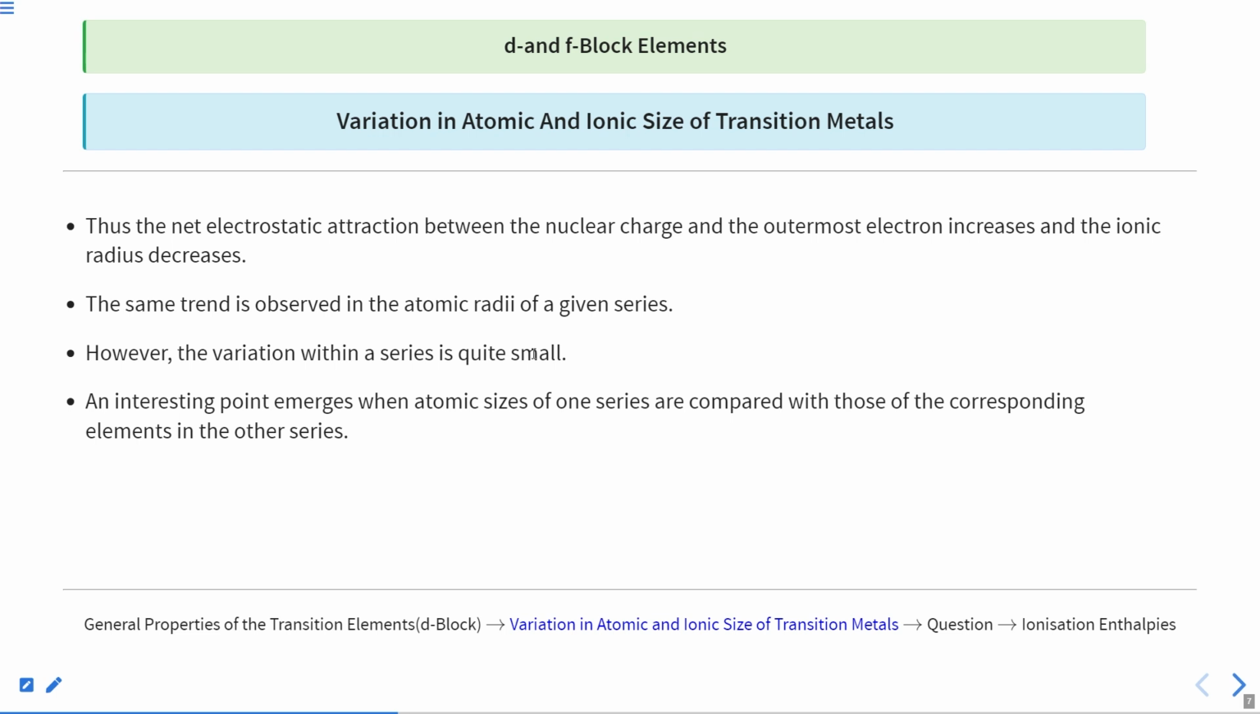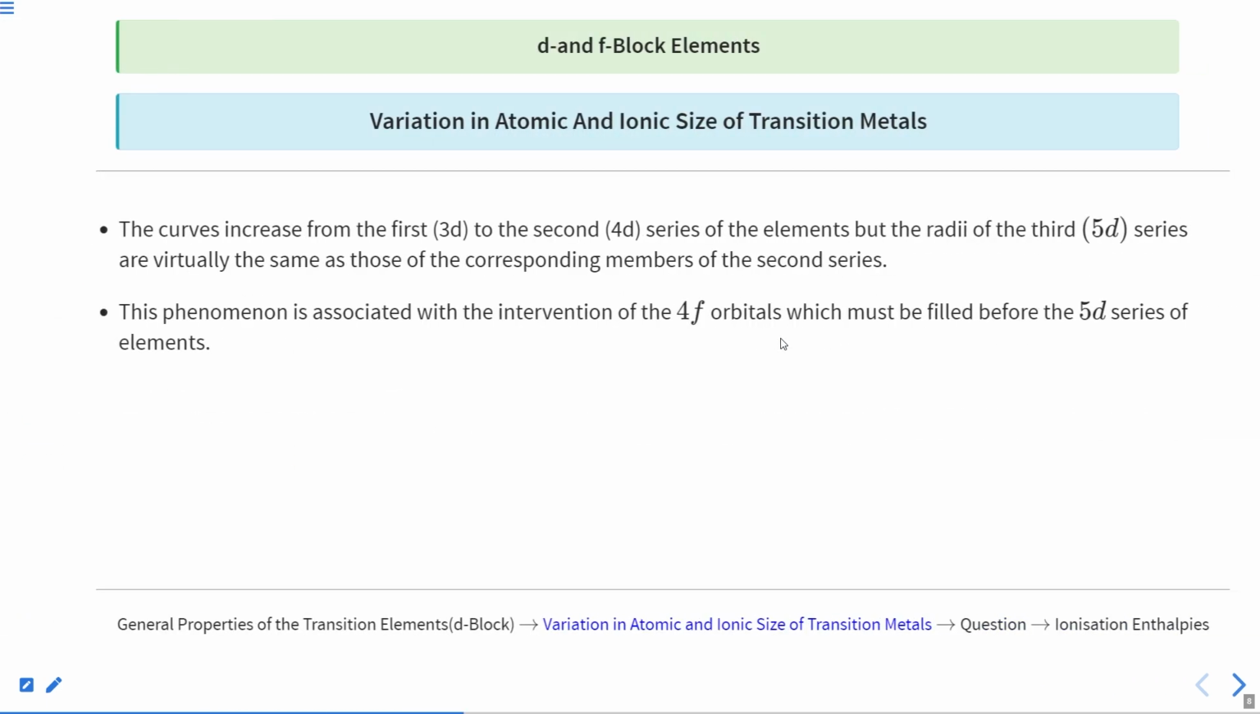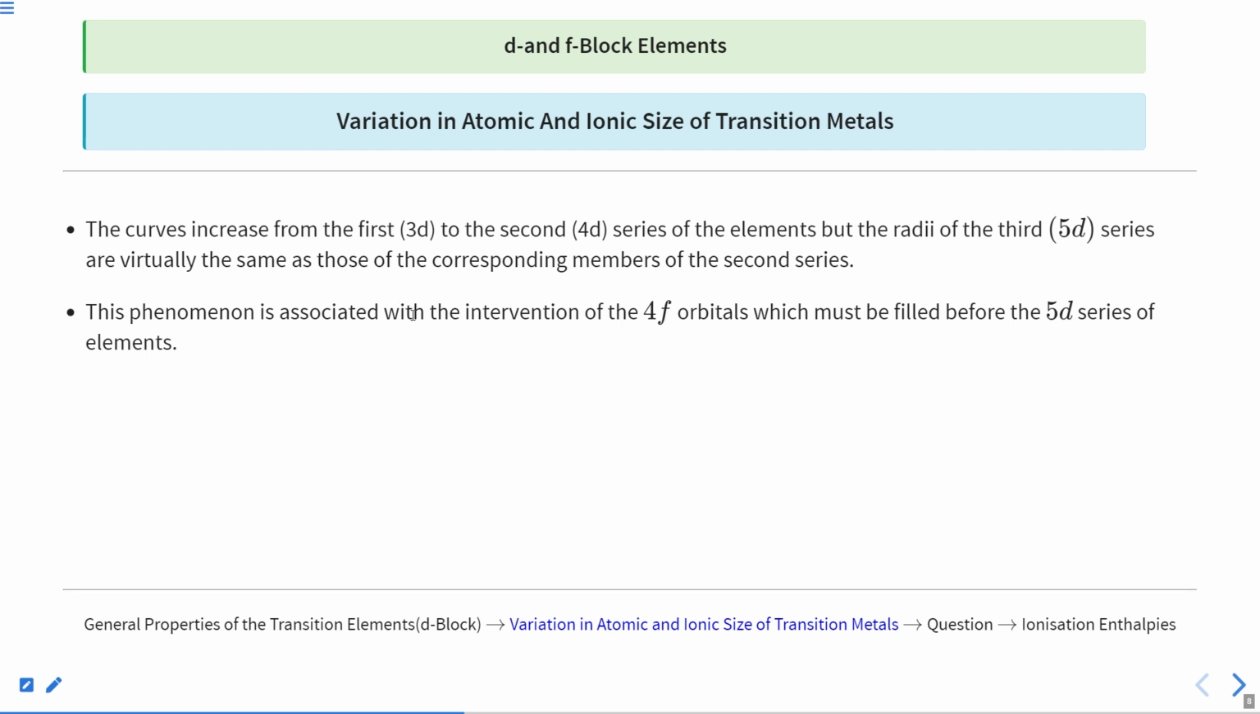An interesting point emerges when atomic sizes of one series are compared with those of the corresponding elements in the other series. So we are talking about this thing. This difference here is huge, whereas this difference is very small. Almost they are collinear, means they are running on each other almost. Clear? So in the curve from the first to the second series, the difference between the first and second increases, right? But the radii of the second and third series are virtually the same. If you look at it, they appear to be almost the same.